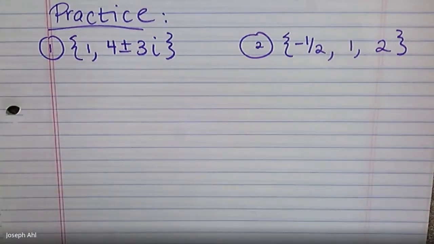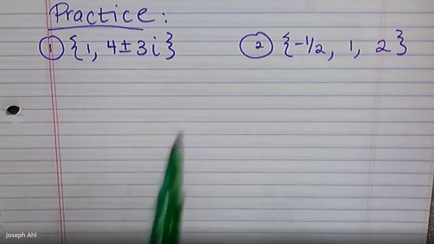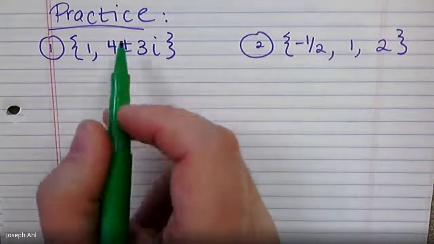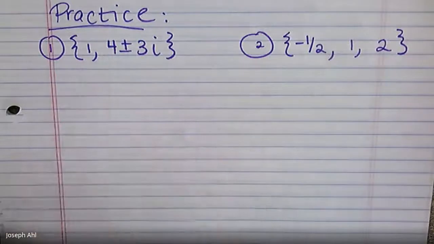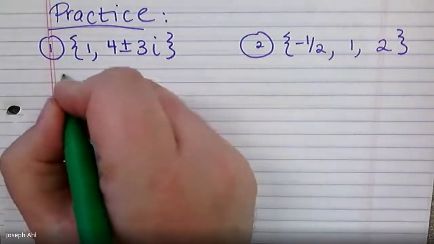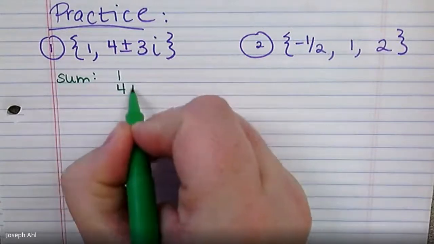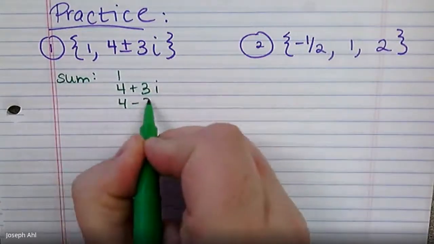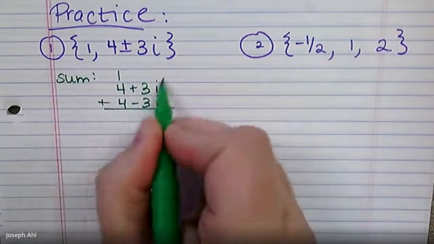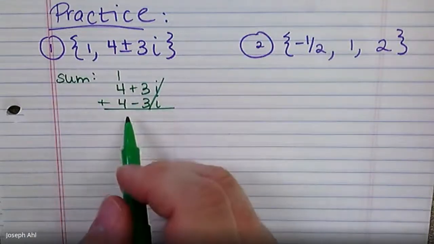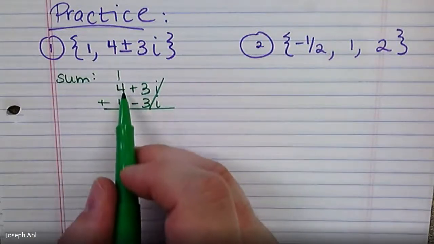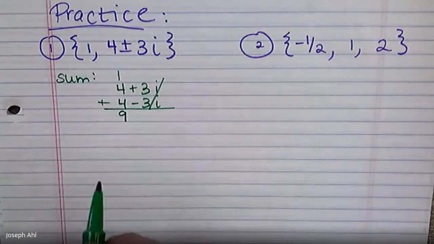Okay, so for number 1, if we want to find the equation, this is a cubic polynomial because 4 plus 3i and 4 minus 3i are treated as two different roots. So we're going to find the sum first. The sum would be 1, 4 plus 3i, and 4 minus 3i all added together. So the i parts will cancel, as we're kind of used to seeing it now. So 4 plus 4 is 8, plus 1 is 9. Sum is 9.